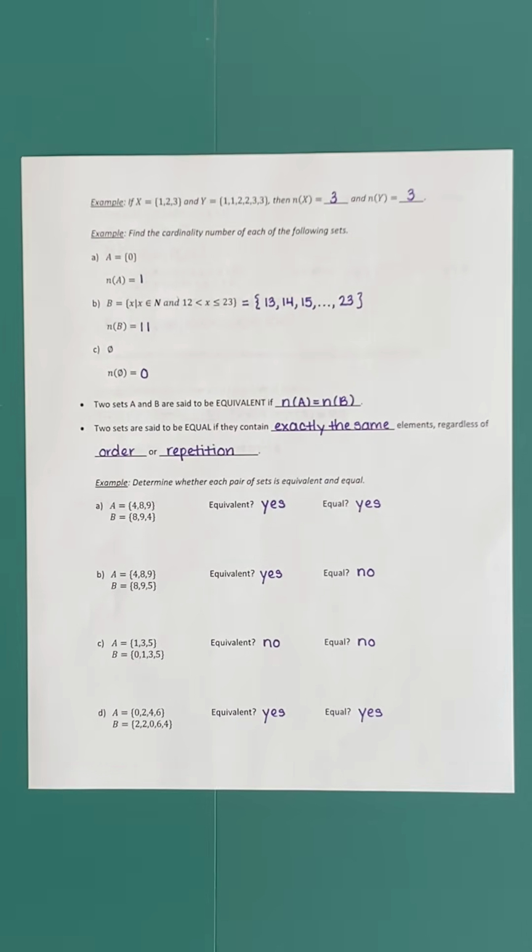So we can be equivalent without being equal, but we can't be equal without being equivalent. So equivalent is less strict, equal is more strict. In order to be equal, we have to already be able to say that our two sets are equivalent. So let's look at some pairs of sets.